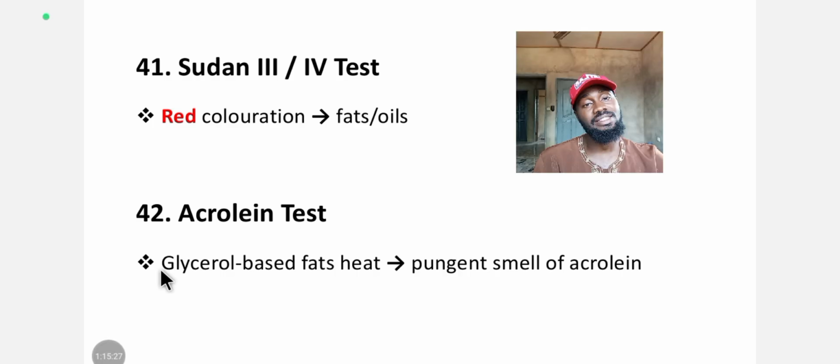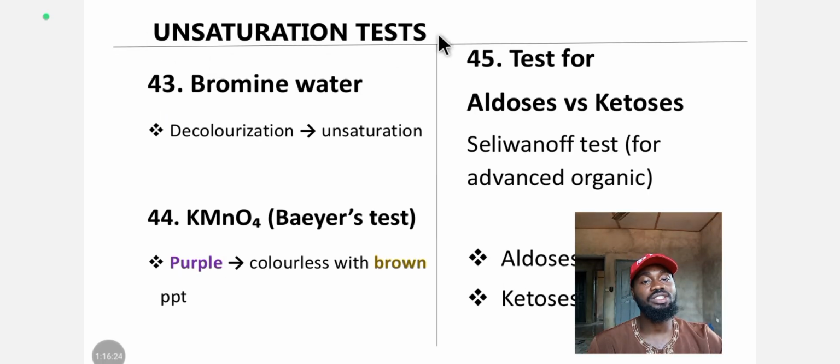So number 42, acrolein test. So this acrolein test, when you heat a glycerol-based fat with the acrolein reagent, you heat it with the solution in question. So when you heat it with the solution in question, you get a pungent smell of acrolein.